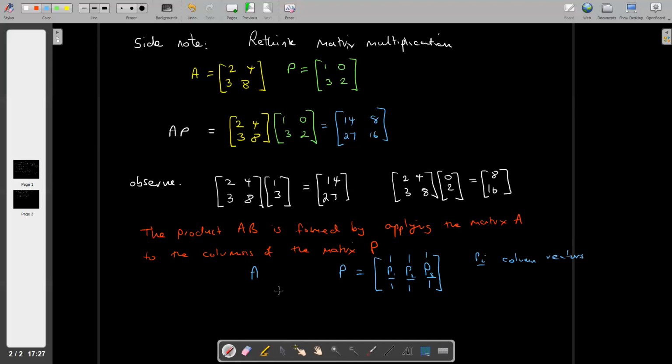So what I'm saying is, then the product AP is exactly the matrix A acting on the column vector P1. The next entry would be the matrix A acting on the column vector P2. And the next one will be A acting on the column vector P3. So the product AB is formed by applying the matrix A to the columns of the matrix B in turn. Maybe I should add in turn.